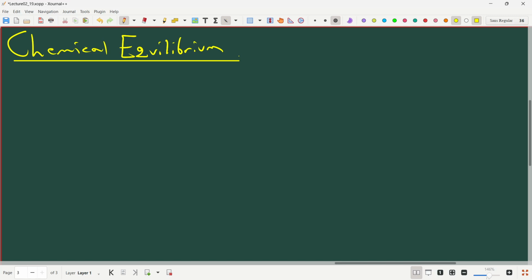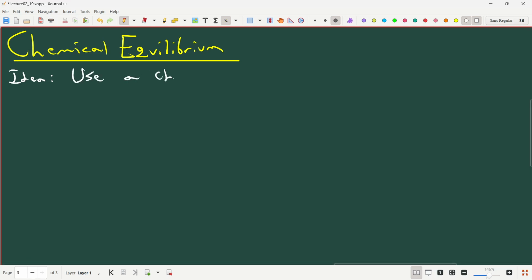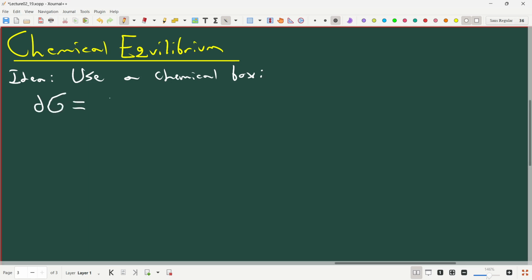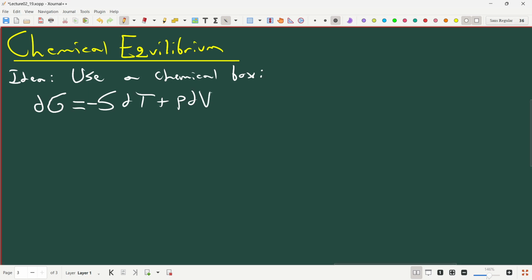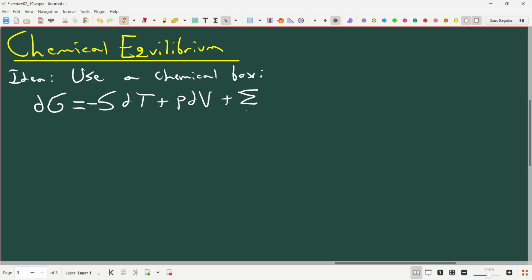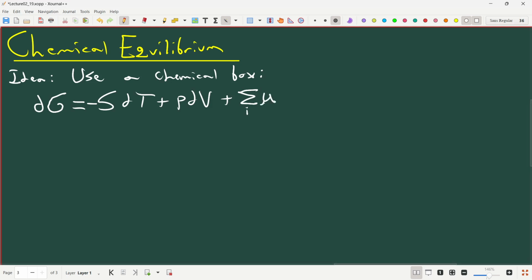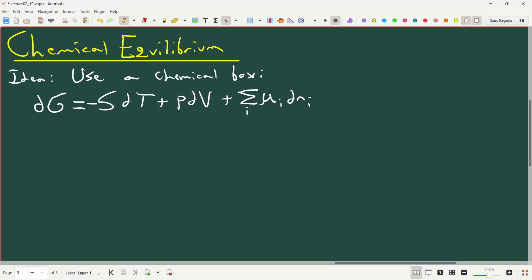All right, so let's think, for instance, the idea here is to use a chemical box. And what do I mean by a chemical box? It's one that's defined by dG, the Gibbs free energy. There's an SdT, plus PdV, plus the sum over all the chemical components of their chemical potentials times the change in their moles.